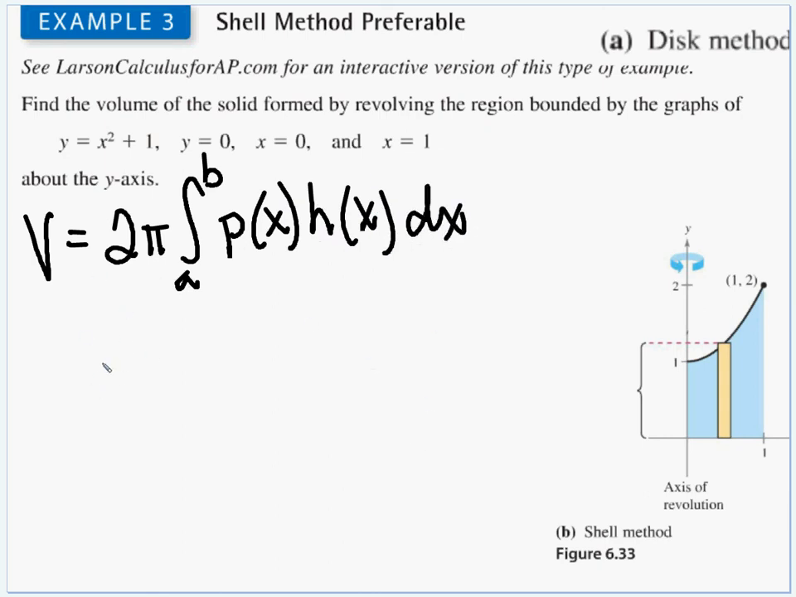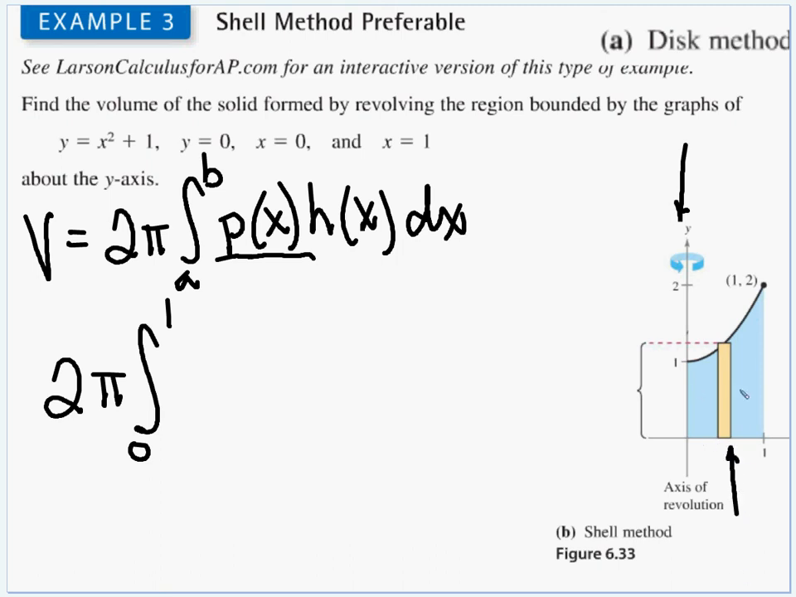So let's start plugging some stuff in there. We got our 2 pi. We are perpendicular to the x-axis, so that's where the lower and upper bounds will come from, 0 to 1. P of x is our distance from our axis of rotation. We are rotating around the y-axis, so our distance away is just going to be some number on the x-axis. So P of x is just x.